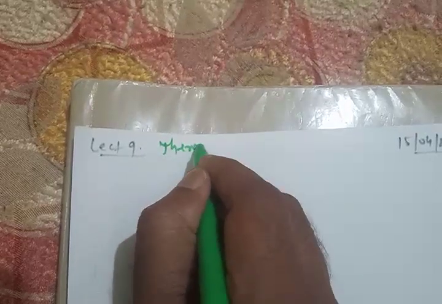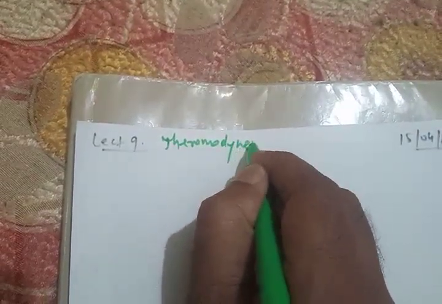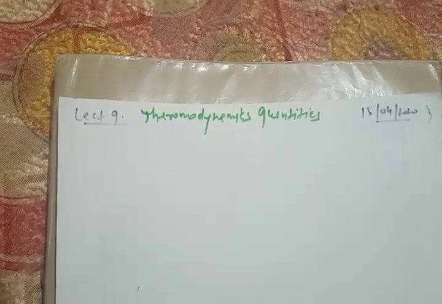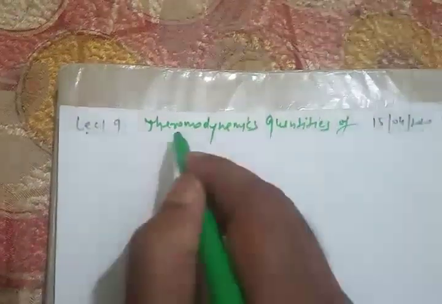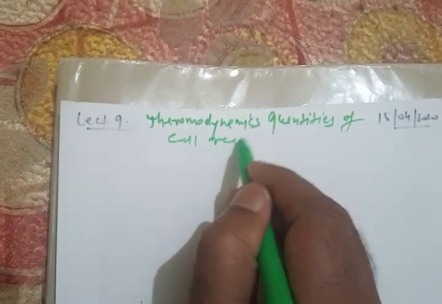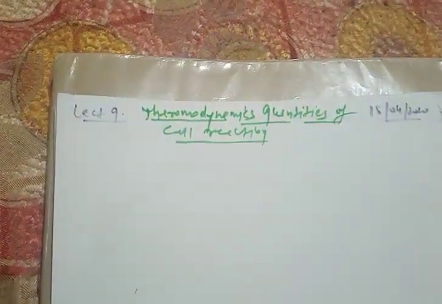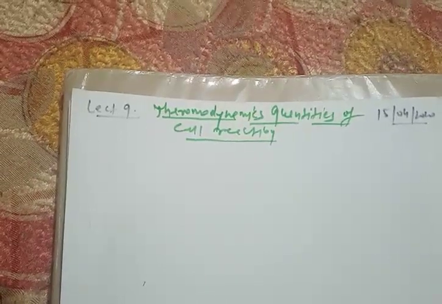And in this lecture we will discuss some thermodynamic quantities, the thermodynamic quantities of cell reaction. Thermodynamic quantities of cell reaction, that means the Gibbs free energy, the enthalpy, entropy. So first, let's understand what is the need here of these thermodynamic quantities.